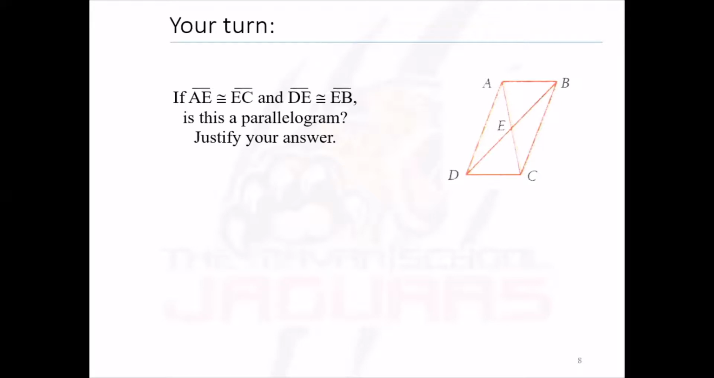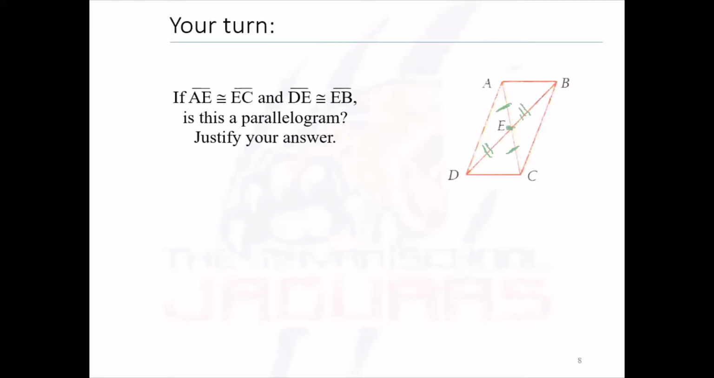And let's use the information that they give us. Let me make some marking. I have AE, it is congruent with the segment EC. And also the segment DE is congruent with the segment EB. So as you can see, I have these segments AC and DB that are the diagonals, and I can clearly see the diagonals bisect each other, and the point of intersection, the midpoint for both, is the point E.